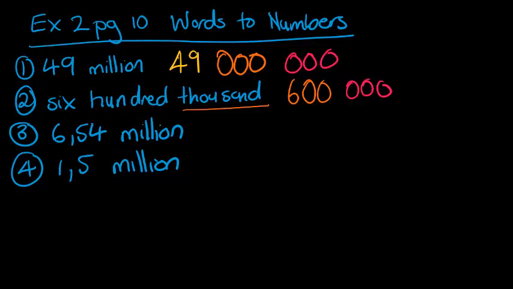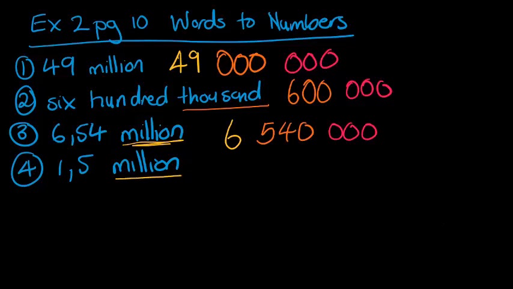6.54 million. Since I'm writing a million, I'm going to start with 6 million. Okay, then the 54 is going to be 540,000, and I've got 3 zeros to take the places of the ones. Okay, next up I've got 1.5 million. Again, I've got 1 million, and I've got 500,000, and I've got 3 zeros for the places of the ones. Simple enough. Let's do the next one.